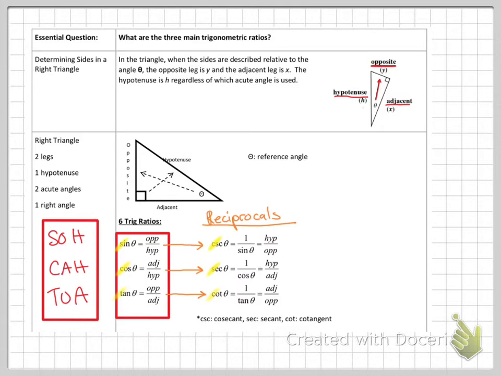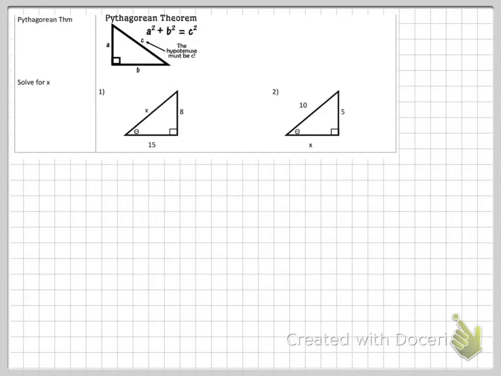That's just something that I've used to help me memorize who goes with who. Whatever you do, you need to be able to come up with the 6 trig ratios on test day. In order to do that, we also need to review Pythagorean theorem. So Pythagorean theorem: leg squared plus leg squared equals hypotenuse squared, or a squared plus b squared equals c squared.